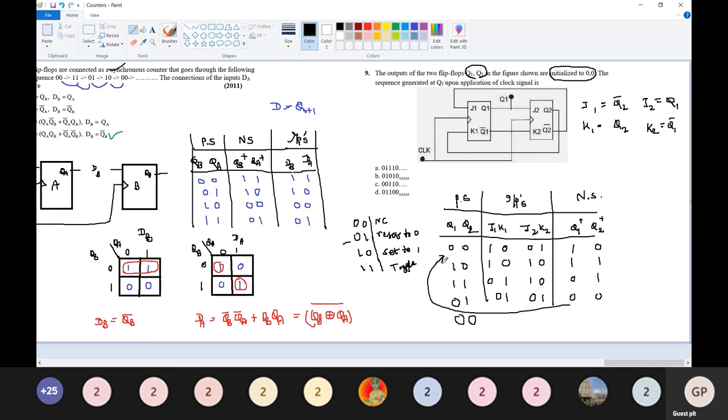So what is the status at Q1? Q1 here, the sequence will be 0, 1, 1, 0, 0 and so on. 0, 1, 1, 0, 0 is option D. Option D is the correct one.